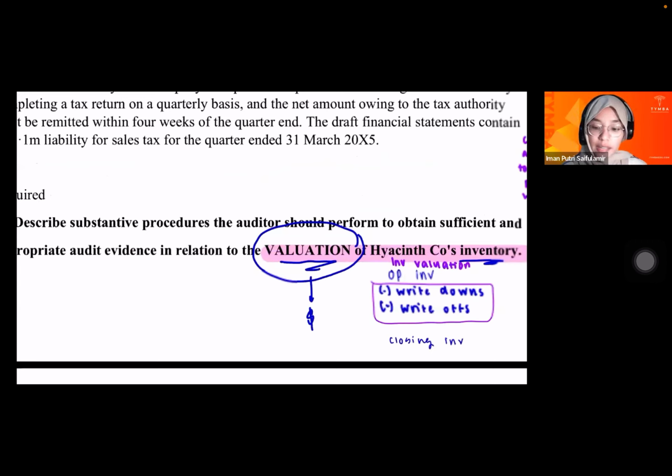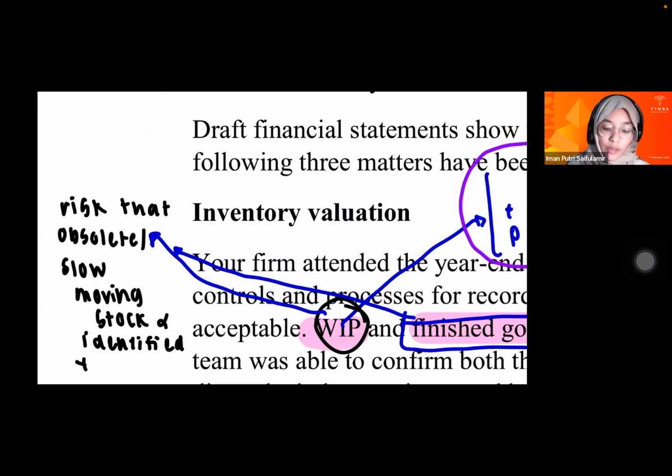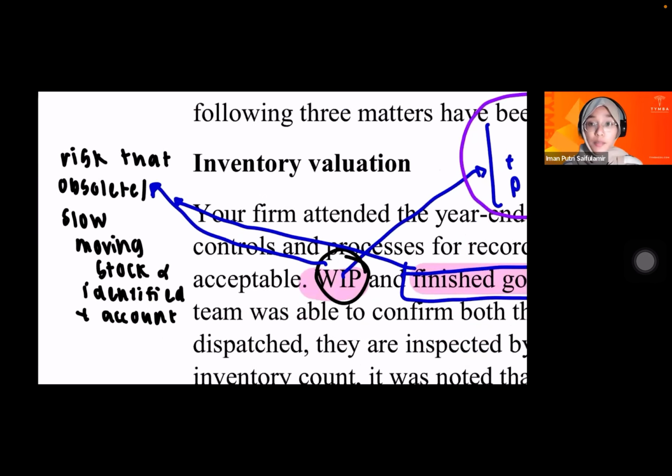Similarly, there is a risk. There's one more risk that we forgot to address, guys. Risk that obsolete or slow moving stock not identified and accounted for. So how can we account for this obsolete stock? We will create an allowance, right?